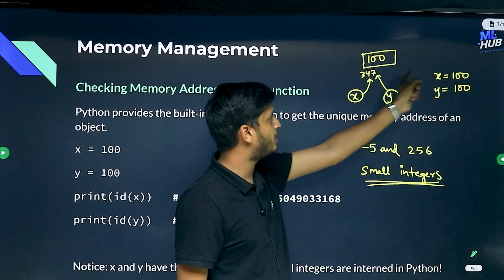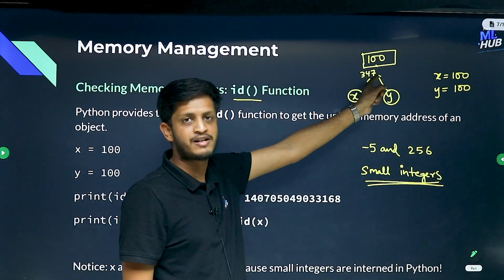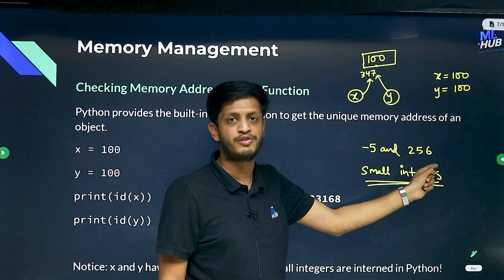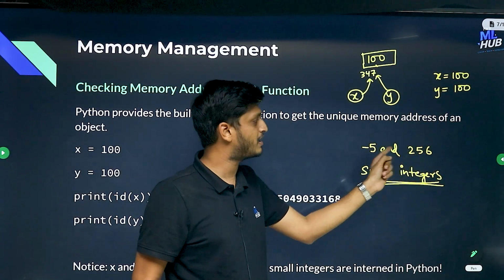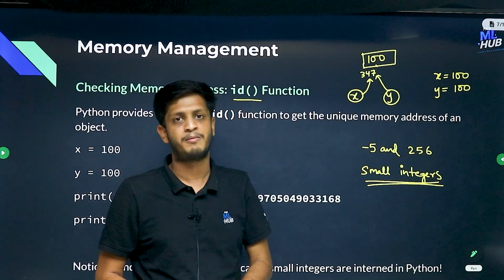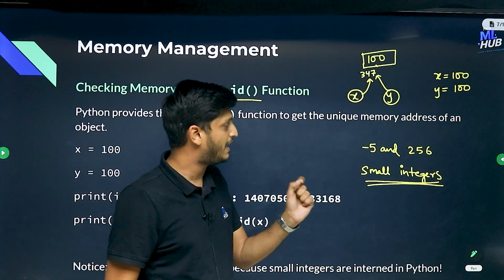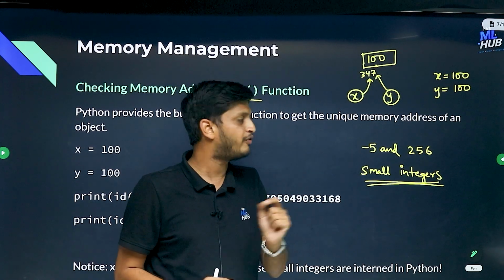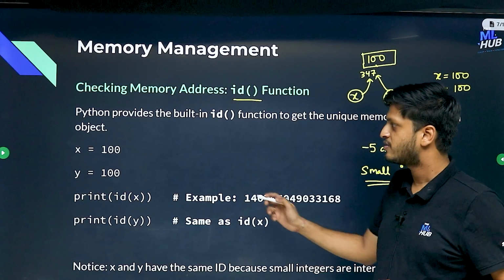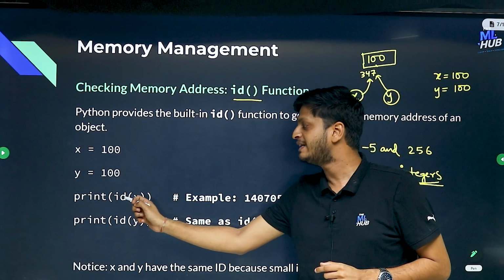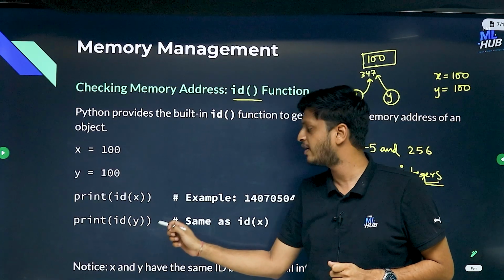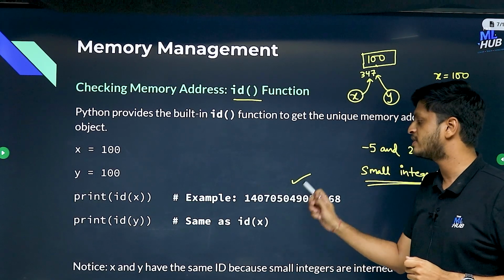So when you write x equal to 100, 100 will be stored in cache at 347. And when you write y equal to 100, since 100 is between -5 and 256, another copy will not be created and y will also be pointing to the same memory location. It's beautiful, and it is an exception in Python, and it is true only for the values between -5 and 256. Okay, so x equal to 100, y equal to 100. If you print the address of x using id of x, and the address of y using id of y, they will both point to the same memory location.